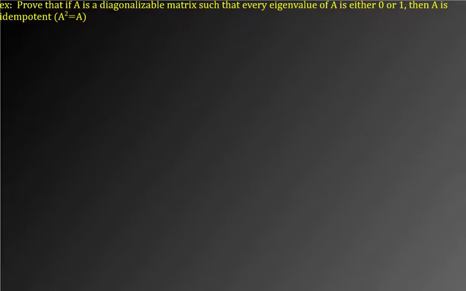So for this one, again, I recommend you pause, try to solve it yourself, but I'm going to do it right now. So this one says that if A is diagonalizable, such that every eigenvalue of it is either 0 or 1, then A is one of these weird idempotent matrices where A squared equals A. All right. So same place to start as kind of all these problems. We have that some diagonal matrix D is equal to P inverse AP, right?